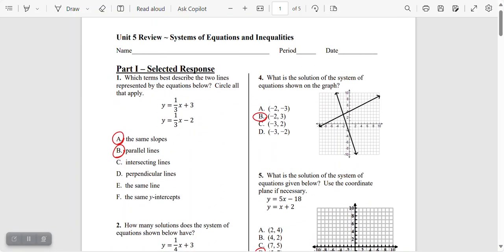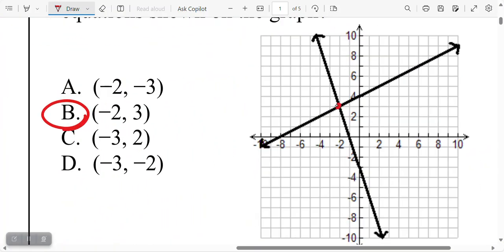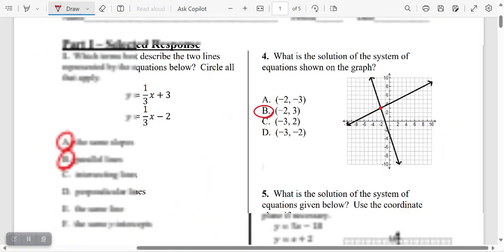4 asks what's the solution of the system of equations. So because these lines are intersecting, we are just looking for where those lines intersect. And that happens at negative 2, 3, letter B.